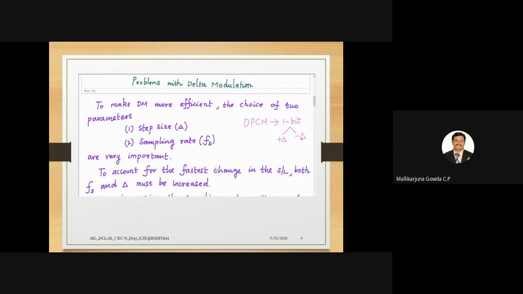Why should I increase the sampling frequency and the step size? If they are not increased, then this approximated staircase waveform will be far away from the original analog signal. It means it is not possible to track the original analog input signal. Then the converted waveform will not exactly match the original input signal. Okay, that is a problem.